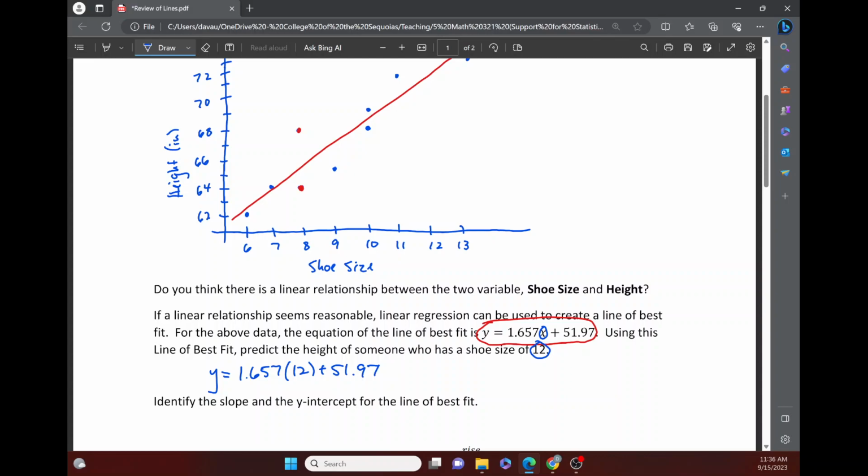So that's the prediction that we would make. Let's see what that comes out to. So 1.657 times 12 plus 51.97 is approximately, well, it's exactly equal to 71.854. All right, so that's our prediction.